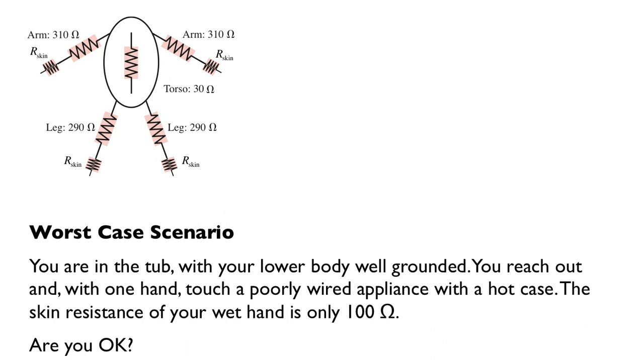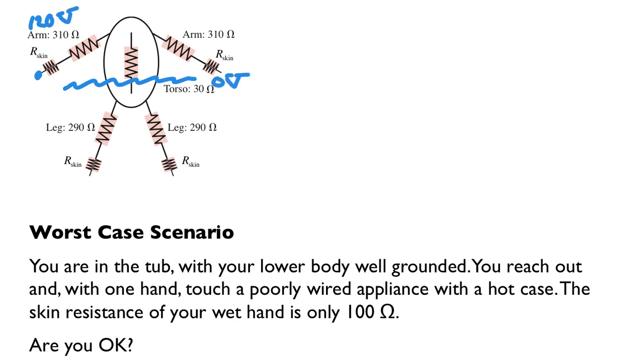Now we're also going to consider this case. You're in the tub with your lower body well grounded. Well, if that's the case, let's take a look at this. Lower body is well grounded, so basically the bottom of the torso ends up at 0 volts. And then you touch a poorly wired appliance with a hot case. So what that means is the hand is at 120 volts, and the lower end of the torso is at 0 volts.